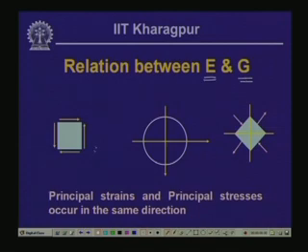Now, let us look into a state of stress at a point where the stresses are all shearing stresses acting at that particular point in this element. Now, here the normal stresses sigma x and sigma y are equal to 0, and the shearing stresses are tau xy.